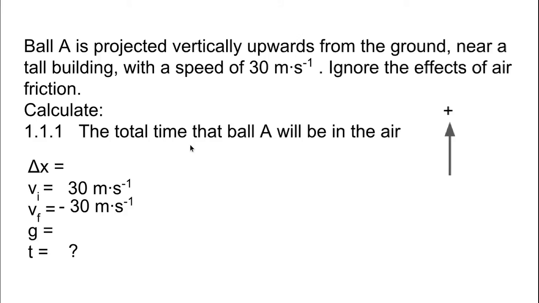Okay, so now I have the total time that A will be in the air. I'm assuming that I'm throwing ball A up and then I catch it again. So therefore I know that my final velocity will be minus 30, which is the same as my initial velocity but in the opposite direction. The other piece of hidden information that I have is that my gravitational acceleration is 9.8, and since my direction is chosen up as positive, I know this value must be minus 9.8.